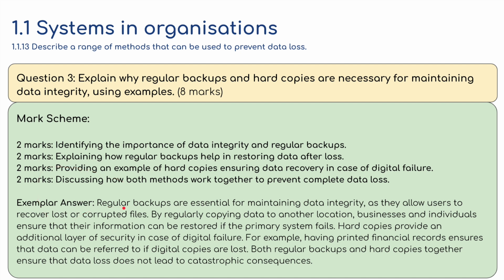Okay, so here's an exemplar answer. Regular backups are essential for maintaining data integrity, as they allow users to recover lost or corrupted files. By regularly copying data to another location, businesses and individuals ensure that their information can be restored if the primary system fails. Hard copies provide an additional layer of security in case of digital failure. For example, having printed financial records ensures that data can be referred to if digital copies are lost. Both regular backups and hard copies together ensure that data loss does not lead to catastrophic consequences.